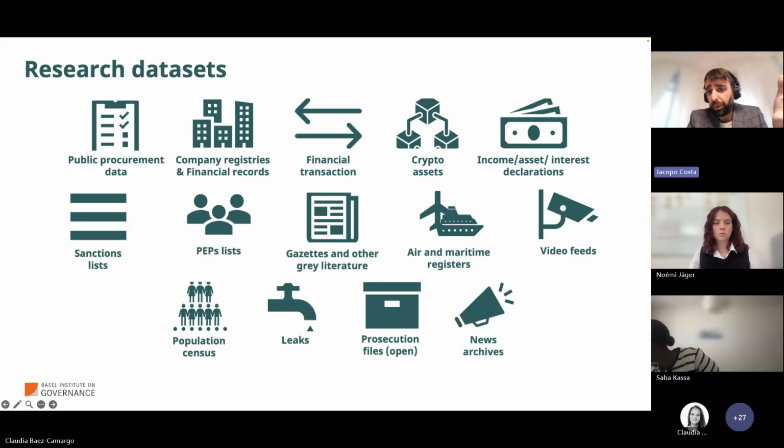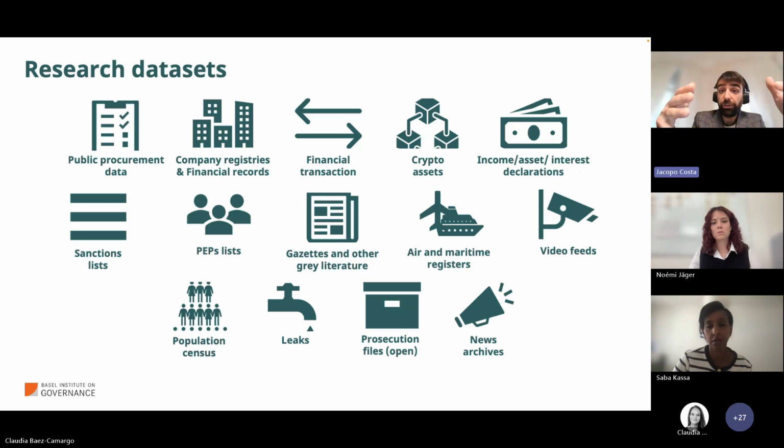This is just an overview of a few of the databases that are out there. There are many sources available: public procurement data, company registries, financial transactions, crypto assets, politically exposed person lists, and sanctions lists. The idea here is how we can collect data and information from these sources and how we can combine them, and, as I was telling you before, make a fruitful use of this information and data.